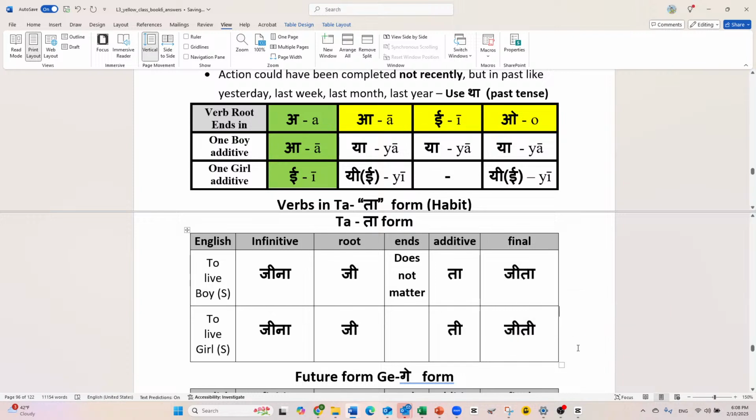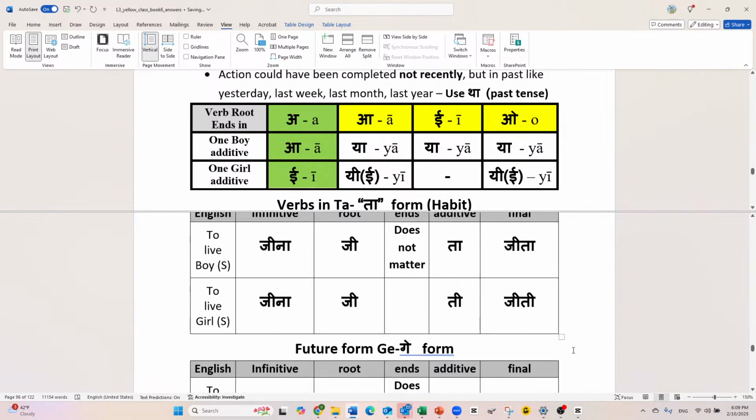Okay. Ishan, you have got all this right? I think this was all homework. I'm just going through it.